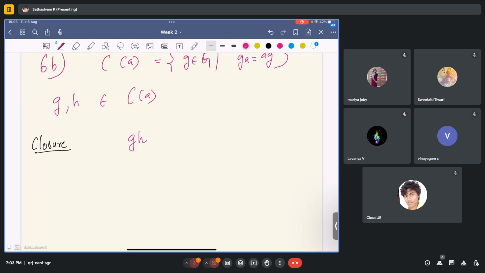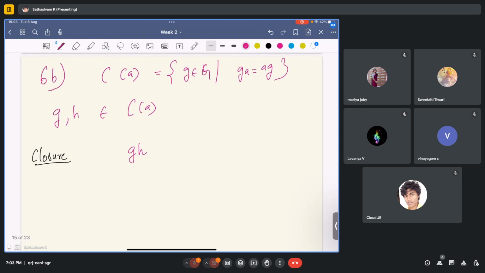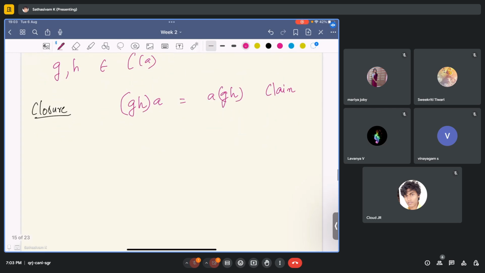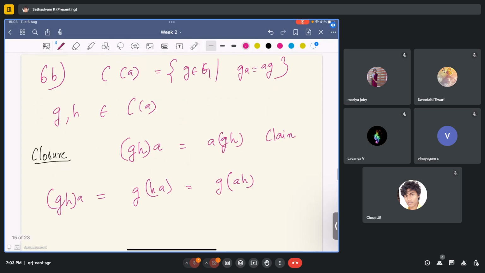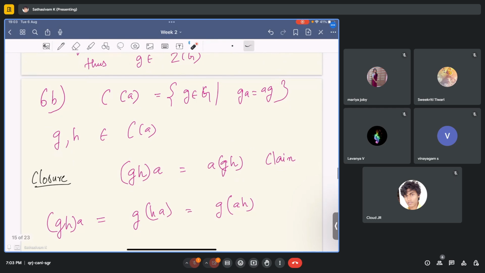Let me write GH. We want to claim that GH belongs to the centralizer, right? So that means GHA has to be equal to AGH. So this is the claim. Now how do you do that? You just change the brackets. Let's start with GHA. Apply the associativity, make it G(HA). But this is nothing but G(AH). Why? Here you're using the fact that it commutes.